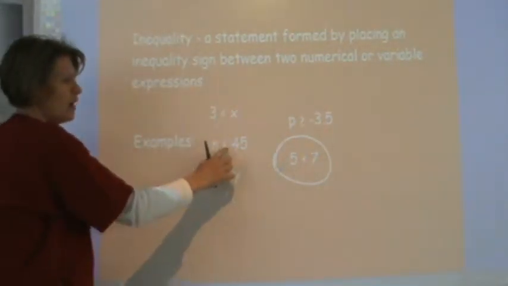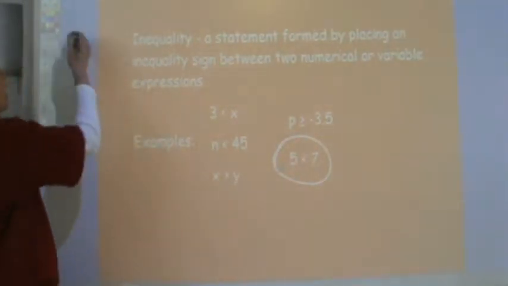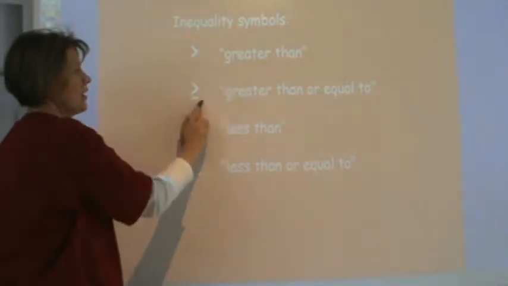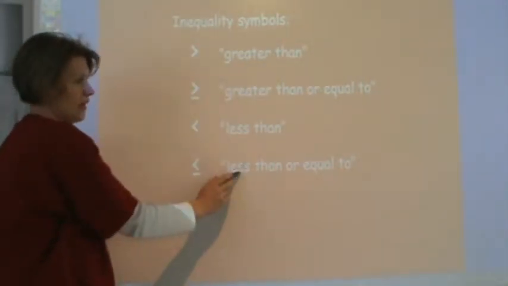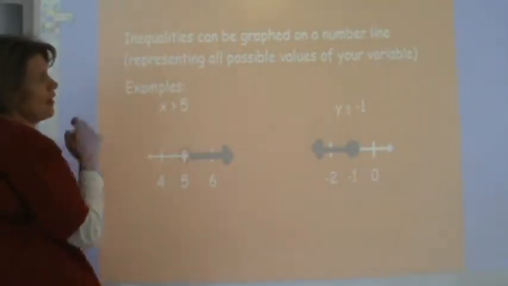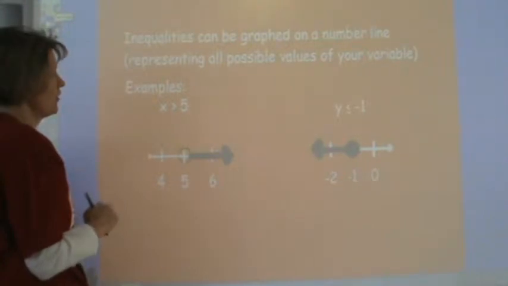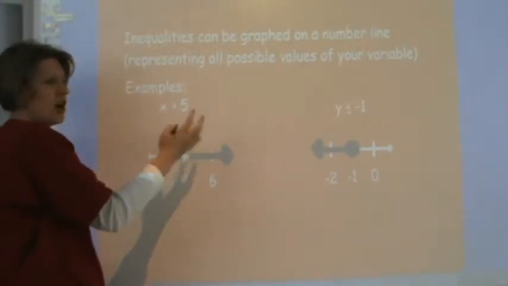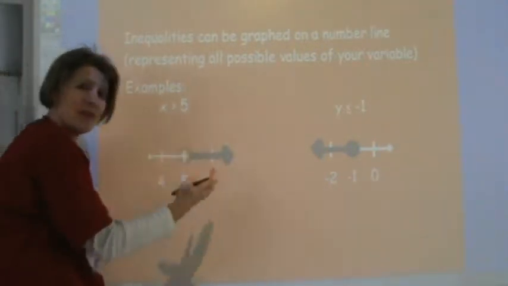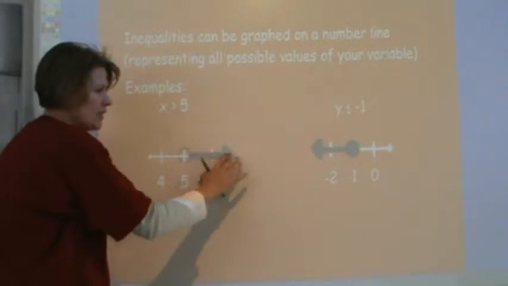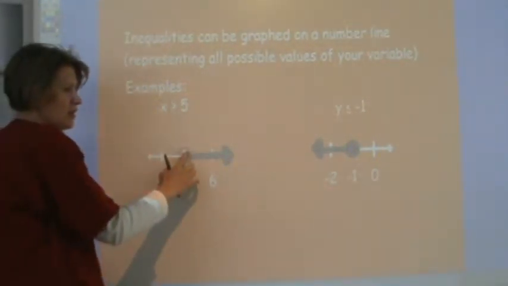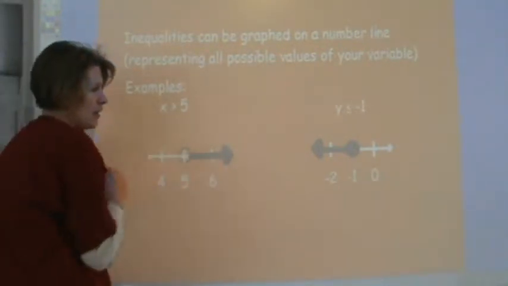So we need to remember what these inequality symbols are. Okay, so if you've forgotten, I would write this down. This is greater than or equal to, less than, or less than or equal to. Okay, another definition, inequalities can be graphed in a number line representing all possible values of a variable. So if we say we know x, our unknown, is bigger than 5, okay, this open circle means that it can't be 5, but when I shade over to the side here, that means it could be anything bigger than 5. Okay, so open circle says it's not 5, but it could be bigger than 5.